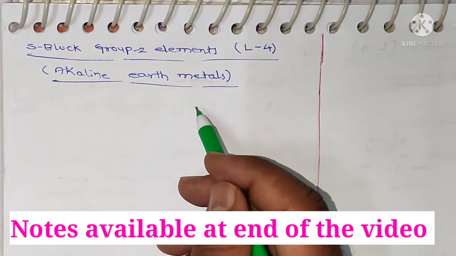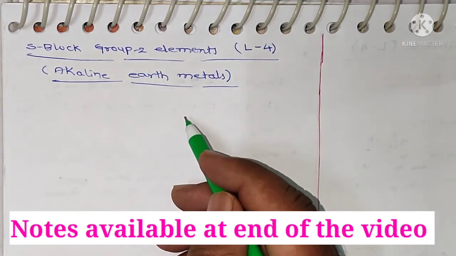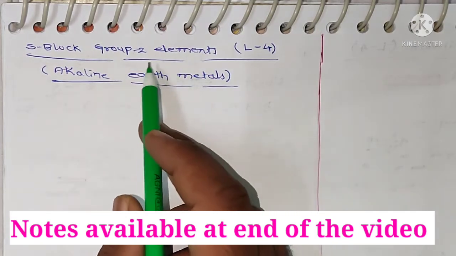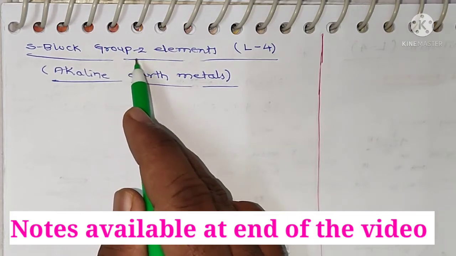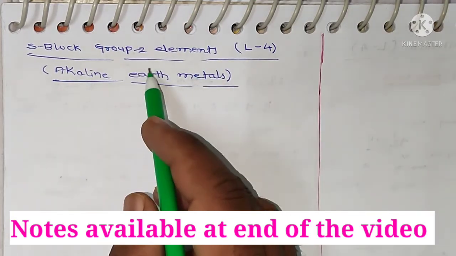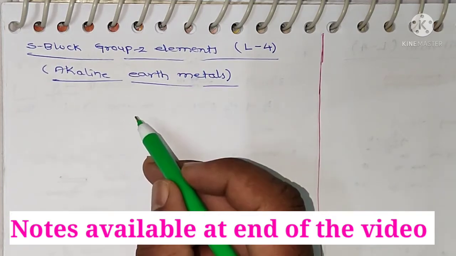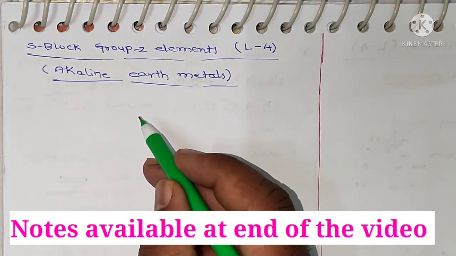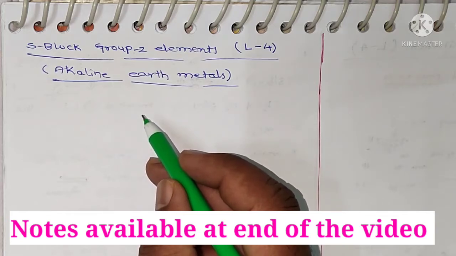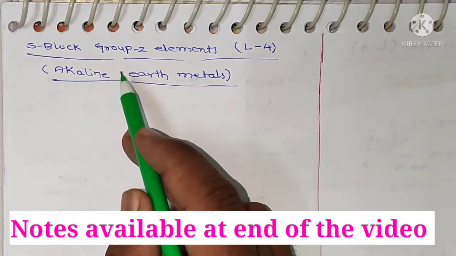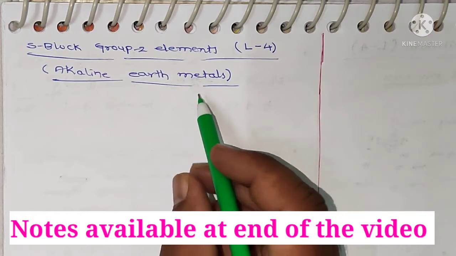Already we discussed the first group elements in previous lectures. Now we are going to discuss group 2 elements. These group 2 elements are also called alkaline earth metals, and the group 1 elements are also called alkali metals.